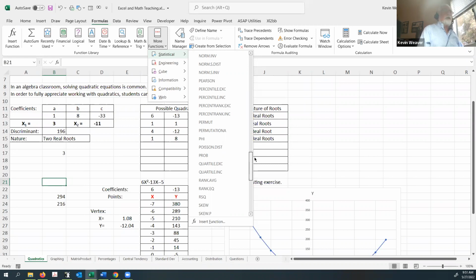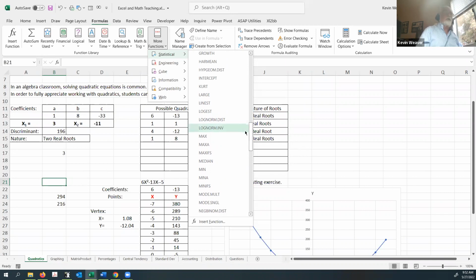And there are calculations for ranking. You can look at percent rankings. You can do a Pearson calculation. You can do normal distribution. I mean, they've almost thought of everything. And if they didn't quite think of it, you can probably combine a couple to get one of them done.